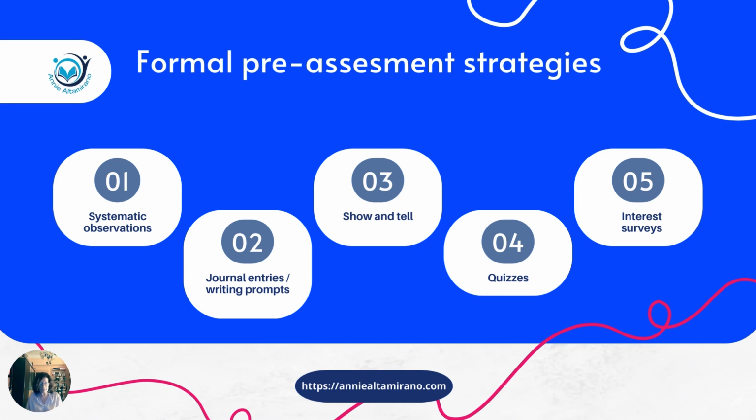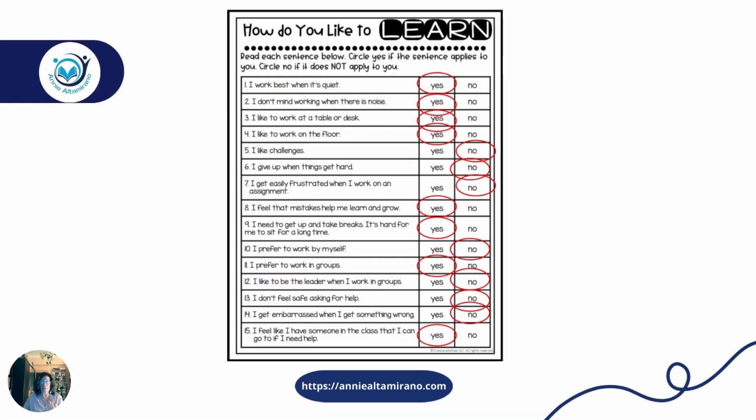We can use quizzes with short answers or open answers, and we can also use interest surveys. There are lots of these on the internet that you can adapt to your own learning context. And you give them to the students, and they rank the options according to their interests.